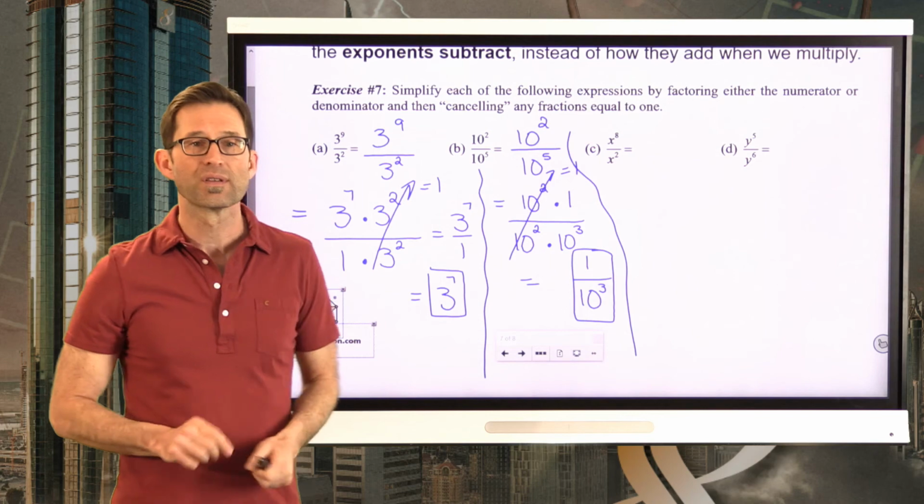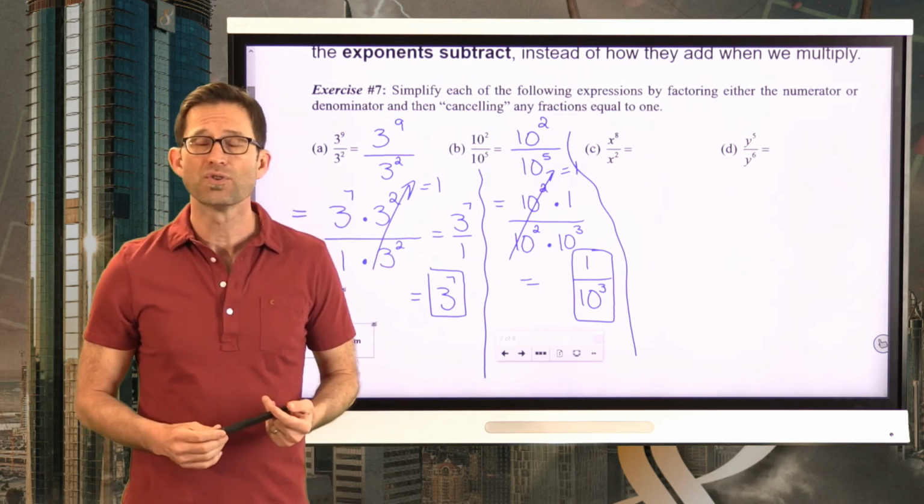All right, I'd like you to play around with the last two, which have variables instead of numbers. Pause the video now and see what you get.